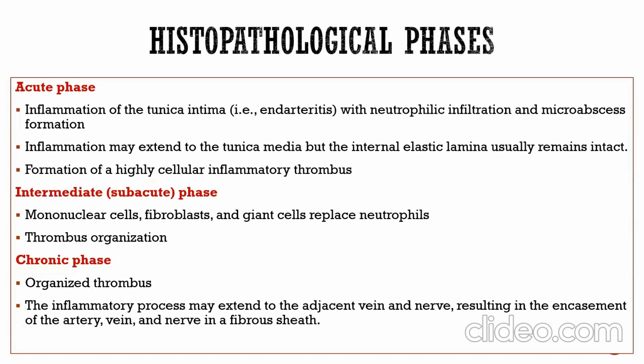Intermediate subacute phase: mononuclear cells, fibroblasts, and giant cells replace neutrophils. Thrombus organization. Chronic phase: organized thrombus. The inflammatory process may extend to the adjacent veins and nerve, resulting in an encasement of artery, veins, and nerve in a fibrous sheath.